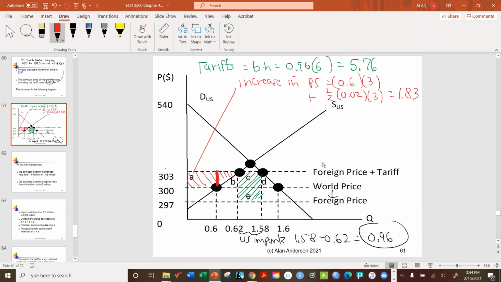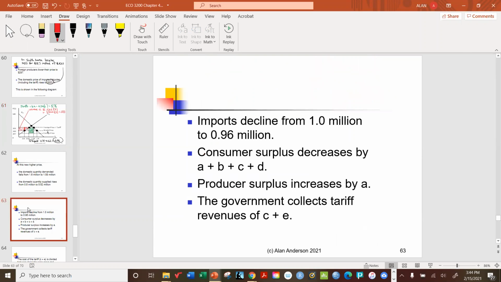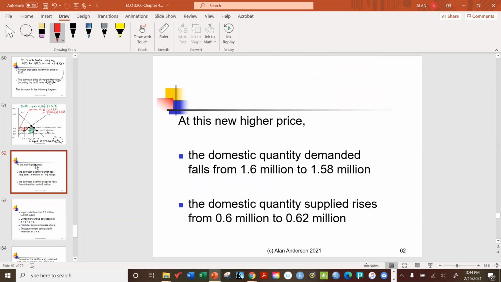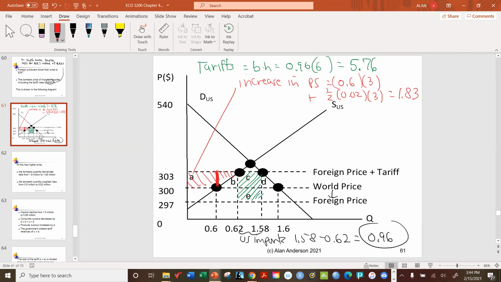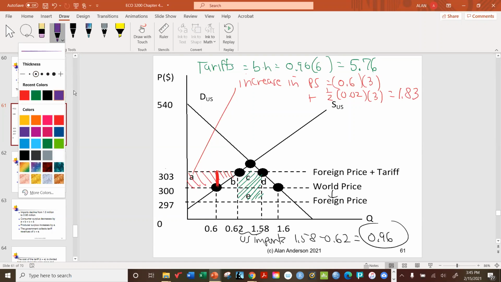So then the big question is, what about consumer surplus? Consumer surplus falls by this entire block here. I'll tell you what, let me color this in with another color.